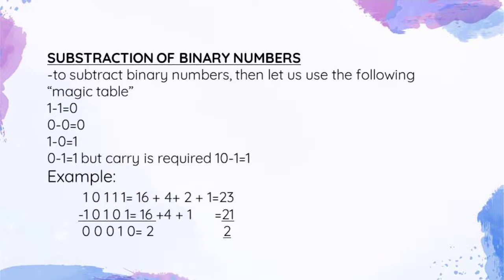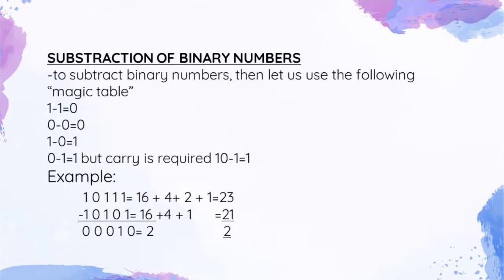Just like in addition, on the right side of it, we have the decimal form. And this is also the same as in addition on how to get the decimal form of it. So in total, in the first column, we have 16 plus 4 plus 2 plus 1, which is equal to 23. So the decimal form of 10111 is 23. Next, we have in total 16 plus 4 plus 1, which is equal to 21.